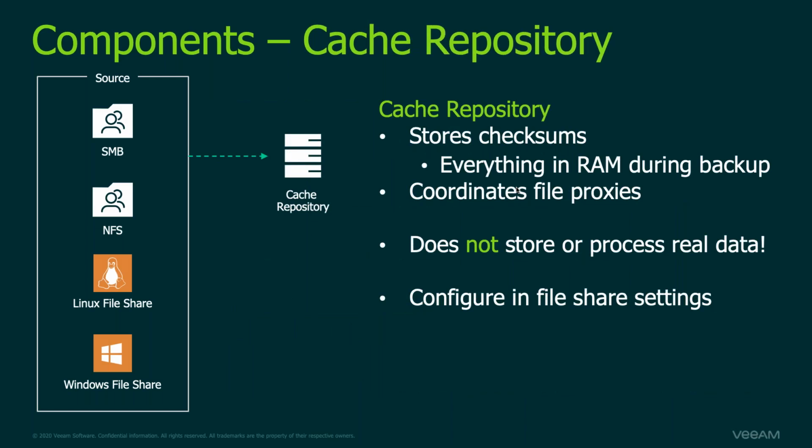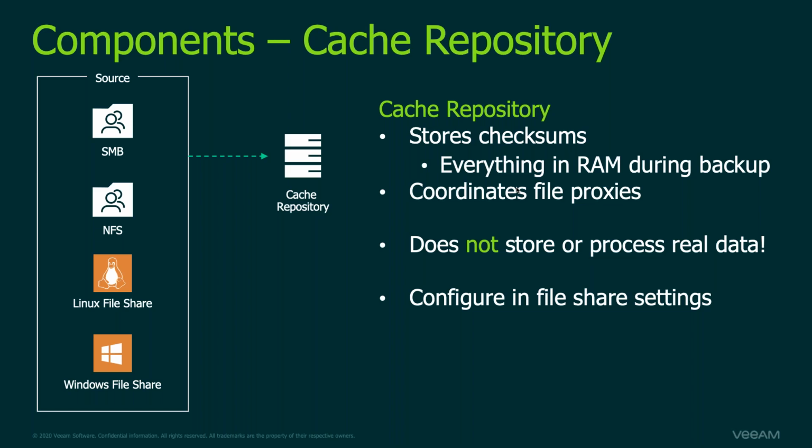Okay, so a new naming convention here. We have the concept of a cache repository. A cache repository is somewhere where we store the cache of the source file share. What this does is it stores the checksums of the file and folder attributes, things like modified date, created date, etc., that we need access to for that fast incremental backup. Now, I'm going to show you what this cache repository looks like in the interface. It's just a simple repository that we're adding.